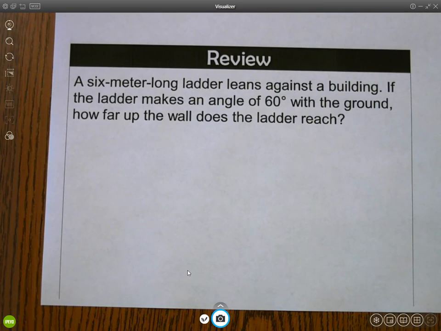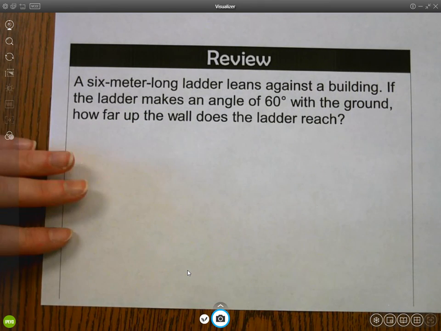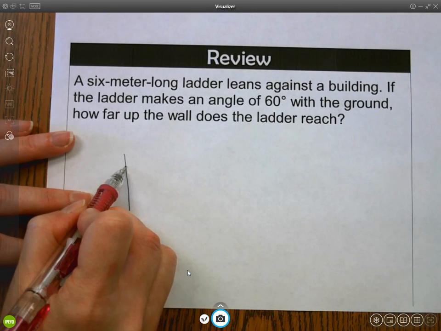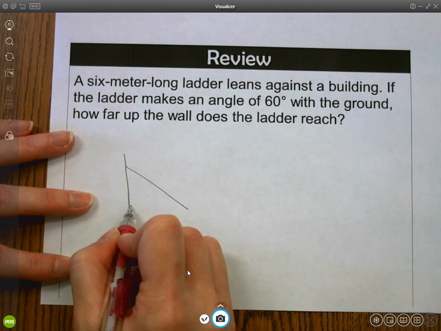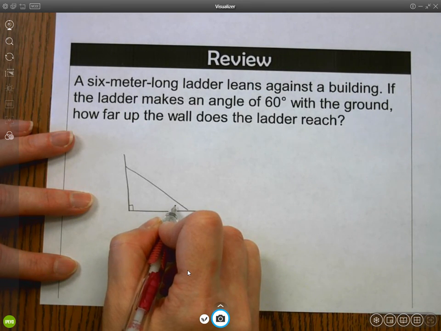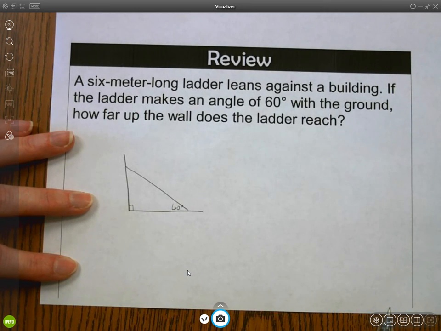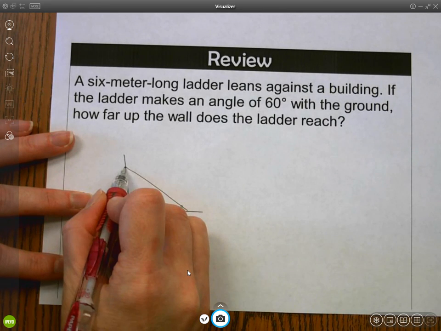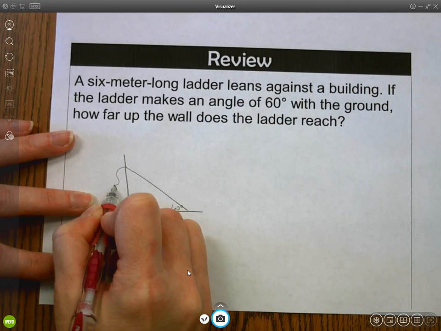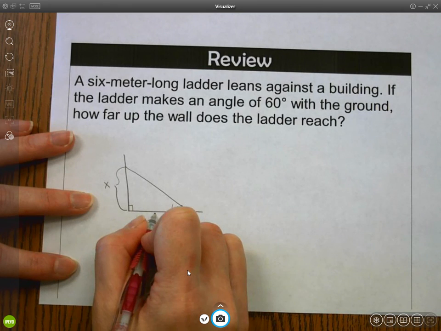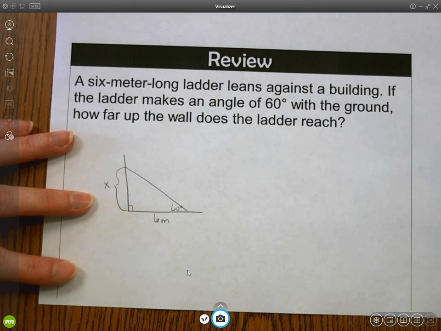All right. So, a 6-meter long ladder leans against a building. So I have a building with a ladder. All right, we assume the building makes a right angle with the ground. So it makes an angle of 60 degrees, the ladder does, with the ground. How far up the wall does the ladder reach? So we're trying to figure out this distance. How far up the wall does the ladder reach? And they told us that the ladder is 6 meters long.